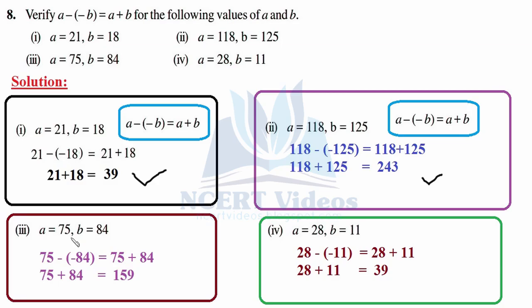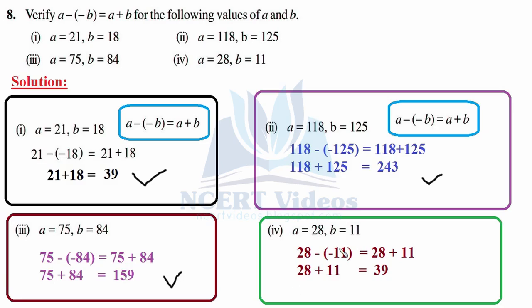Now third, now a and b are changed. 75 minus (minus 84). Similarly, on the right hand side, 75 plus 84, placing them at the place of a and b, and negative negative is plus. When you add 75 plus 84, 5 plus 4 is 9, 7 plus 8 is 15.